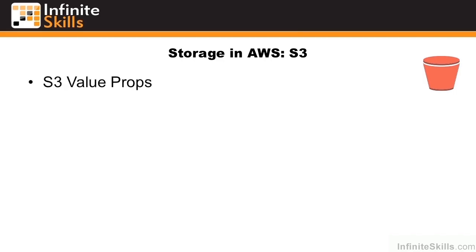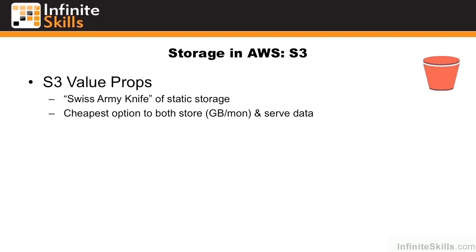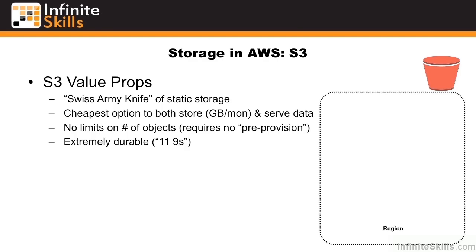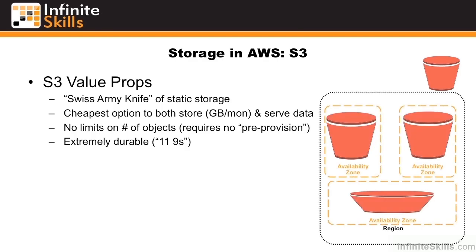The value propositions of S3 are that it's basically a Swiss Army knife of static storage. It's always the cheapest option to both store and serve data, way, way cheaper than serving out of your EC2 instance. There is no limit on the number of objects that you can create. It requires no pre-provisioned size. It's extremely durable, having 11 nines durability. This essentially means that if you store 1 million files in S3, you're going to lose one of them every 10,000 years. It achieves that durability by leveraging multiple nodes in multiple availability zones.